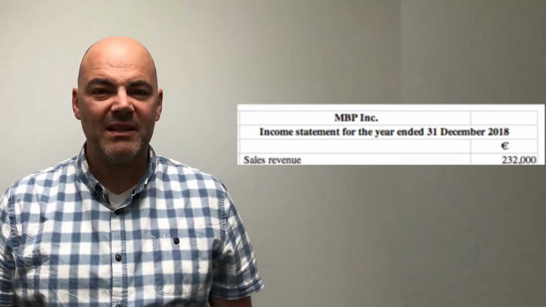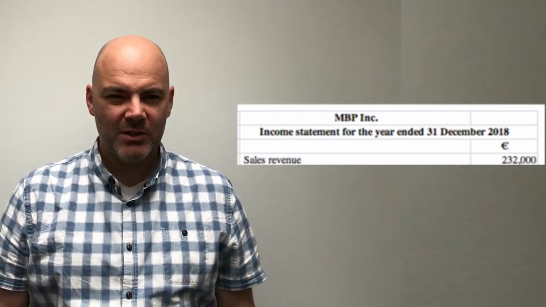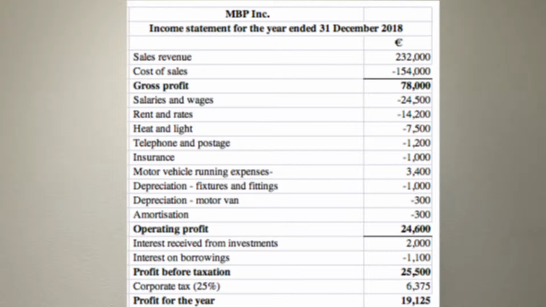Starting with the first line on the income statement, we see MBP's sales revenue. This first position is also often referred to as total sales, total revenue, or gross sales. The sales revenue is accumulated over the entire accounting period. Therefore, the sales revenue is the sum total of all the products sold by MBP in the calendar year of 2018, for example. In the case of MBP, the sales equals 233,000 euros.